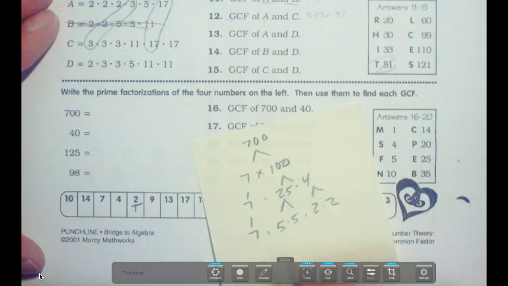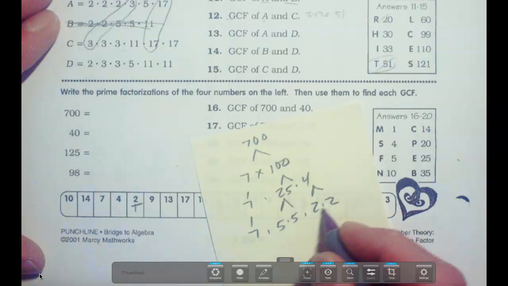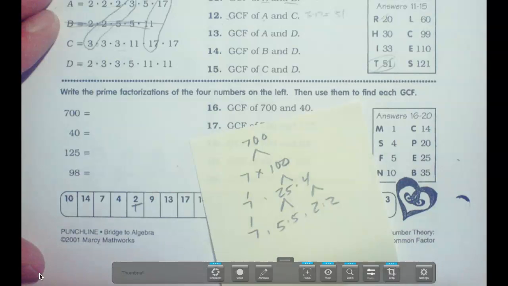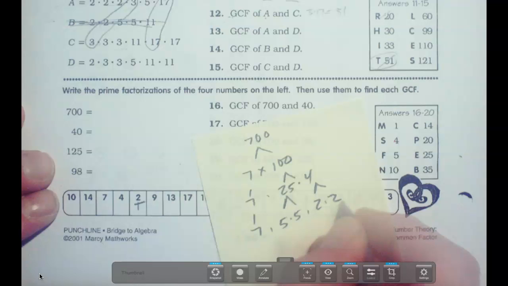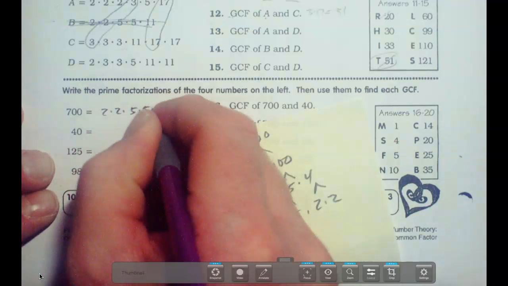So here's my prime factorization. Let's see if it still works. This would be 7 times 5, which would be 25. And 7 times 25 times 4. Well, 7 times 25 is going to be 175, times 4 is 700. Okay, let's write that down. There's prime factorization. We're going to write it in reverse order here. So 2 times 2 times 5 times 5 times 7.